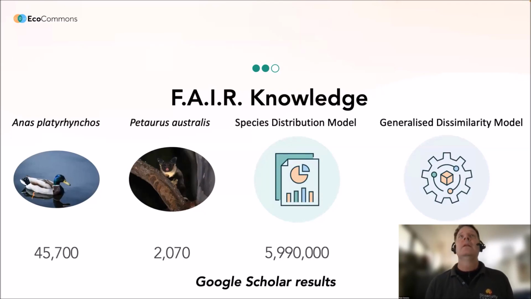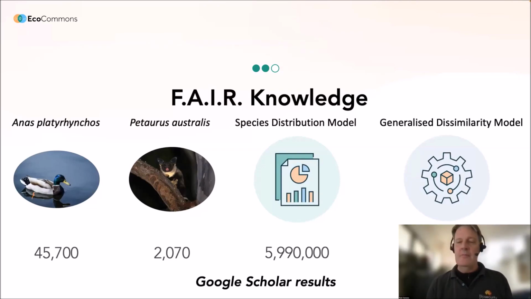So if I'm a PhD student, I've got 3 years to do a PhD. Well, I've got 45,000 papers that I can draw from on a mallard. But if I'm interested in looking at a threatened species like the yellow-bellied glider, there's a couple thousand papers, right? There's not near the foundation of knowledge. The more papers there are, the more interesting questions you can ask. And it's the same kind of thing with analytics.